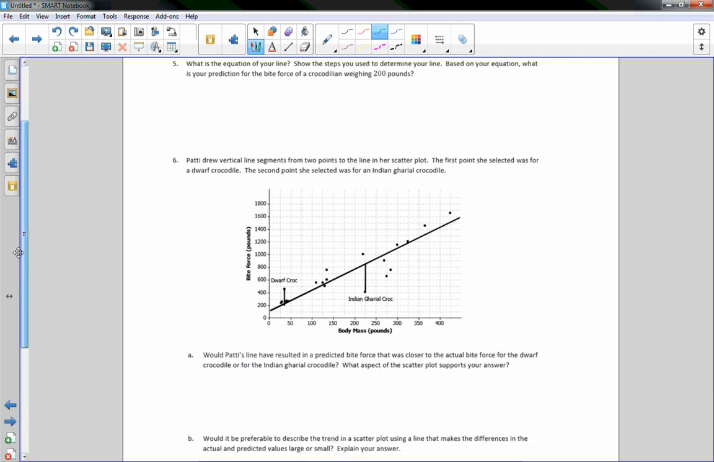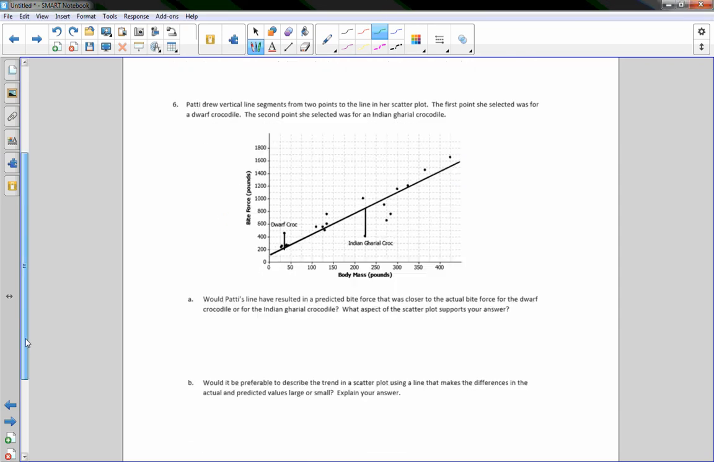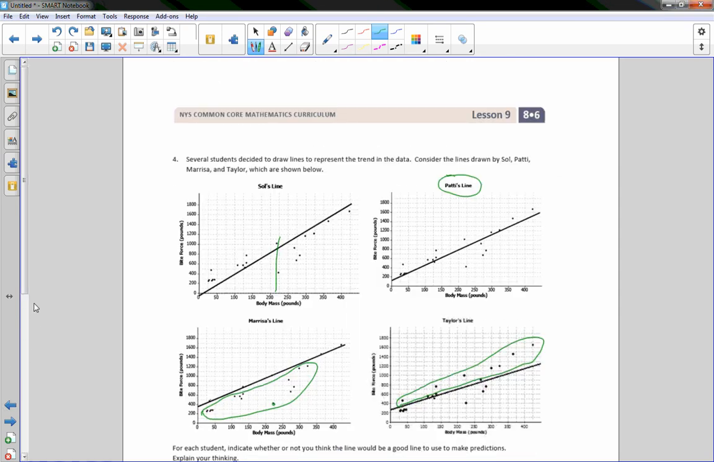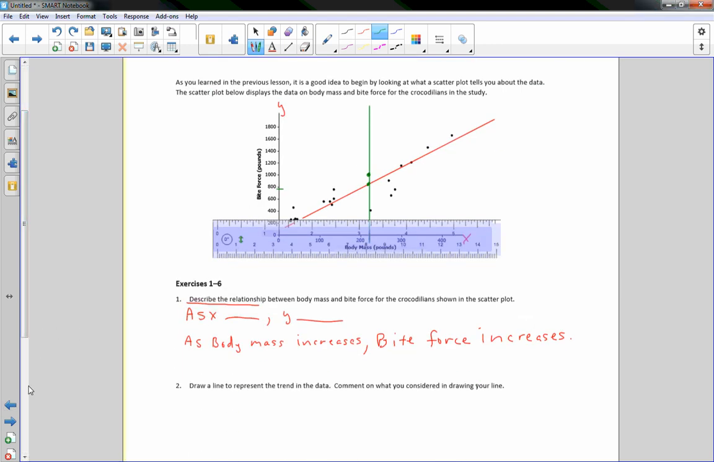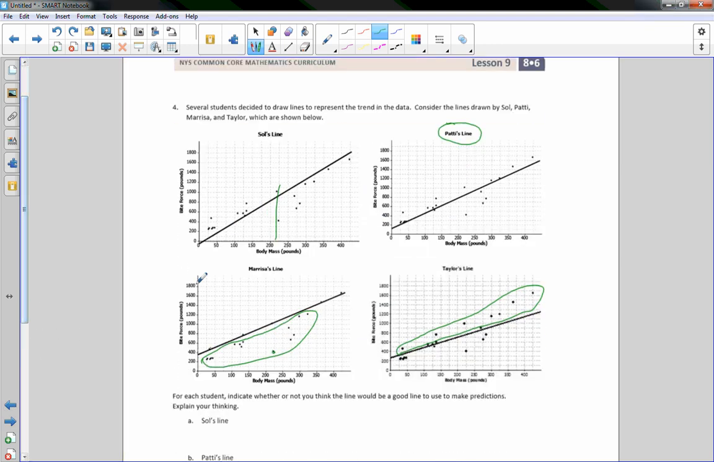Okay, number 5. What is the equation of your line? Show the steps you use to determine your line. Based on your equation, what is your prediction of the bite force of a crocodile weighing 200 pounds? Okay, so if I'm going to use a prediction of my line, I'm going to go back to that line. And if I look at, let's take a look at Patty since we agreed on that. I'm going to use this point right here, which was 325.